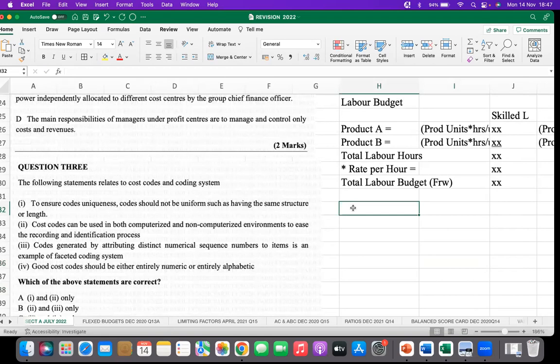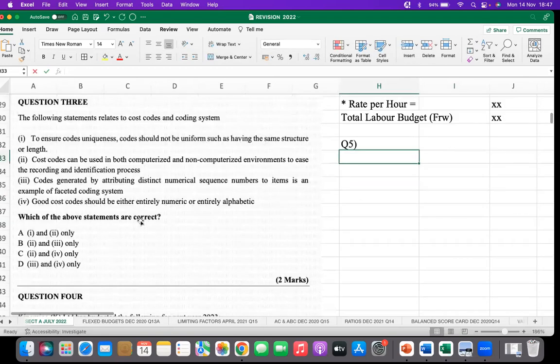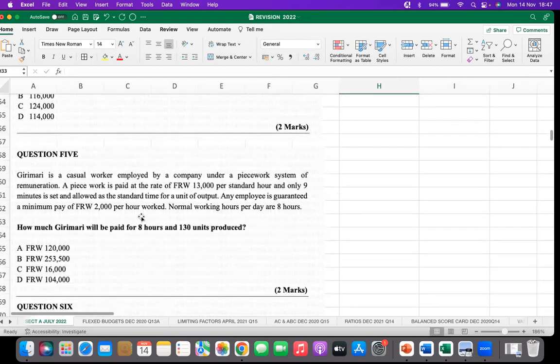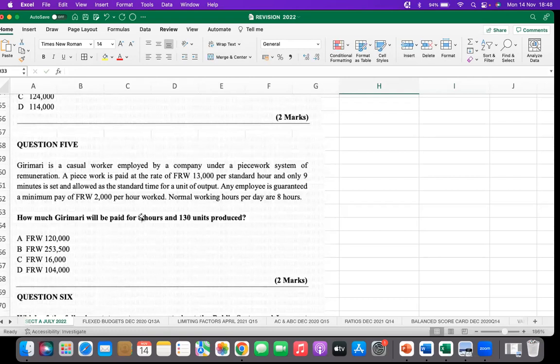Question number five, let's read about it. Which topic, first of all, is it from? G. Rimari is a casual worker employed by a company under a piecework system of remuneration. A piecework is paid at a rate of 13,000 per standard hour, and only 9 minutes is set and allowed as the standard time for a unit of output. Any employee is guaranteed a minimum pay of 2,000 per hour worked.